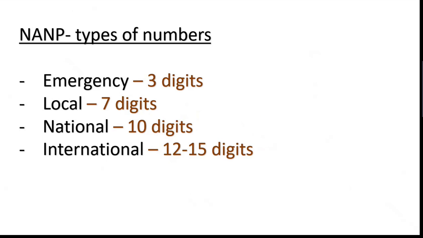Then NANP types of numbers. The different types of numbers which are standard numbers supported by this authority, the North American Numbering Plan, are these. We have emergency numbers, local numbers, national and international numbers. The number of digits varies. Emergency numbers can be 3 digits or 4 digits nowadays. Local numbers are 7 digits, national numbers are 10 digits, international 12 to 15 digits.